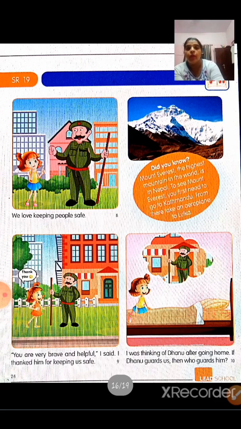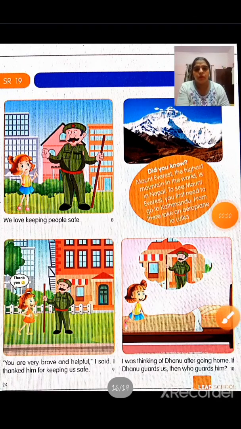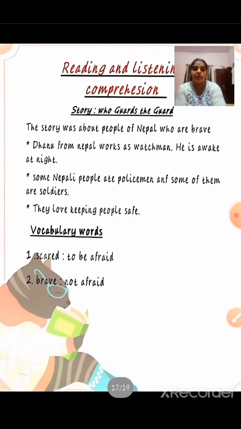So, and one more point is there in the story, that did you know Mount Everest, the highest mountain in the world, is in Nepal. To see Mount Everest, you first need to go to Kathmandu. From there you take an aeroplane to Lukla. So here in this chapter we read about the guards.